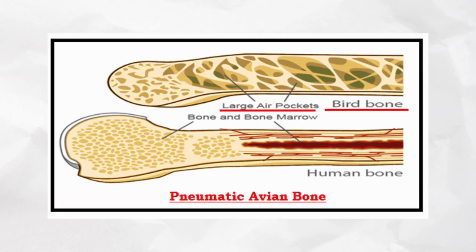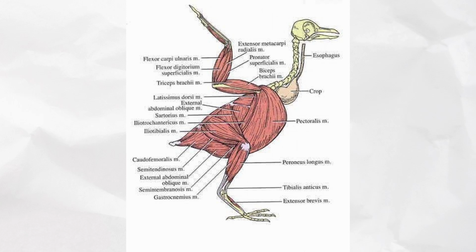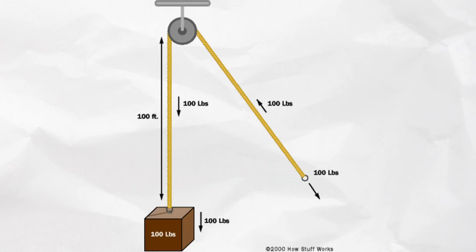A huge reminder when it comes to the makeup of bird bones is that they are filled with small air pockets, allowing for the bones to remain strong, yet light for flying. We won't be getting into the muscle structure today, but all you need to know is that it's a bit different than humans in order to fly, kind of like a pulley system.